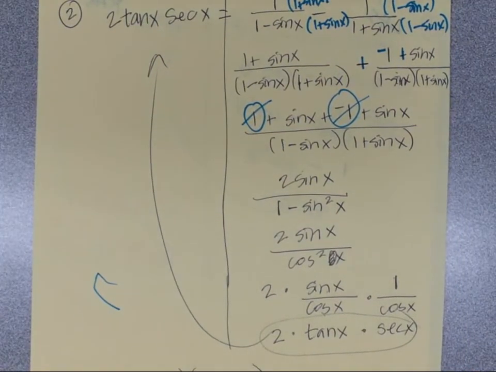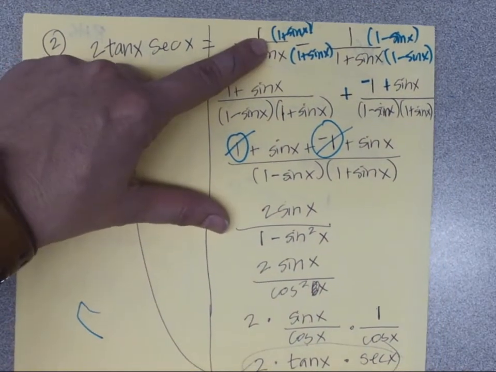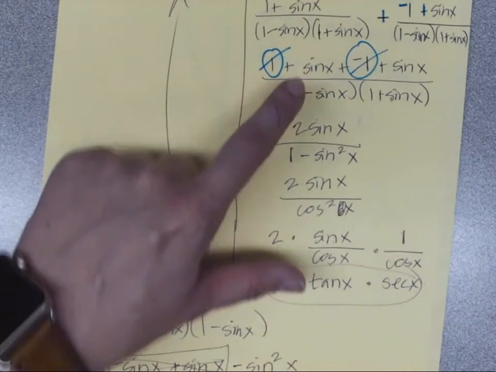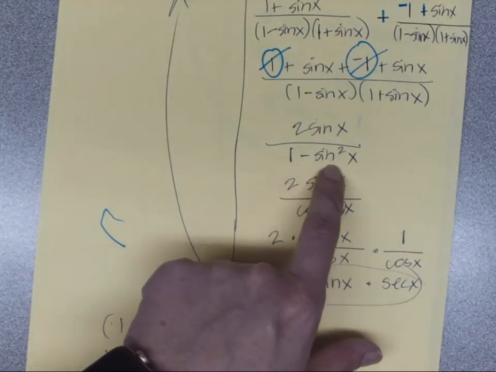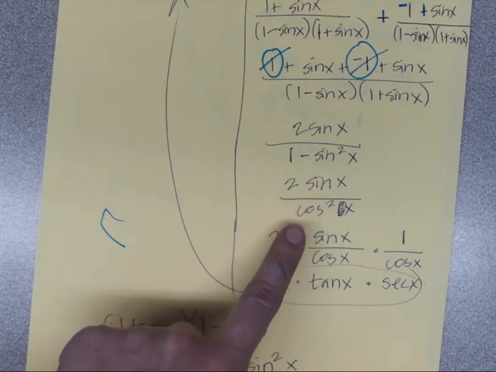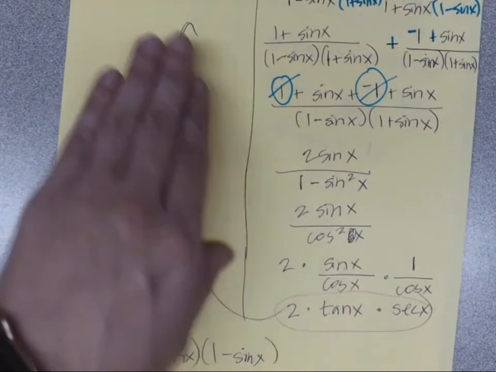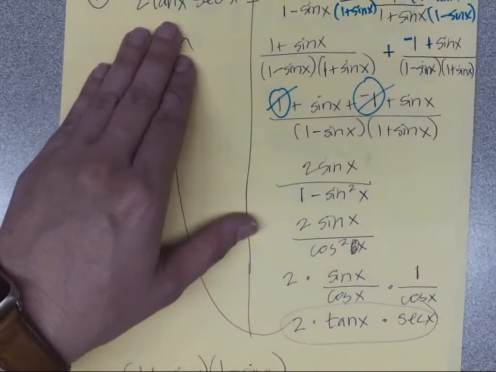Okay, so that was a little bit of a more difficult one. That was not an easy problem by any means. Just to recap, the tricks I used here: I used a common denominator to get it down to 1 term. Once I got to 1 minus sine squared x, I used a Pythagorean identity to get cosine squared x. And then at this point, I kind of used my answer to figure out how to get to my answer.